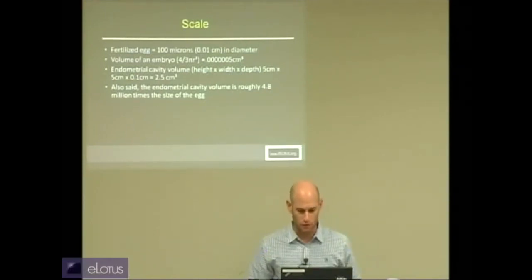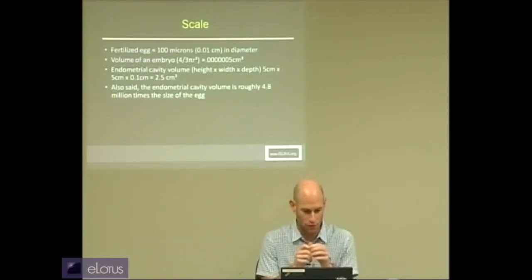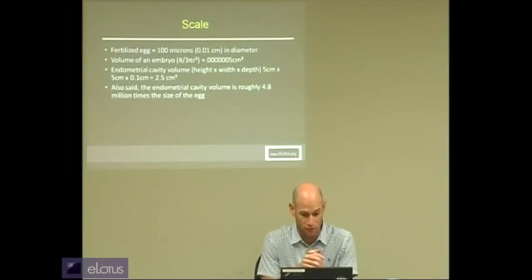So this is a little dorky math, but we're going to do the volume of an embryo based on it being 100 microns in diameter. You use the formula 4/3 pi r cubed, and what that comes up with is about 0.000005 cubic centimeters.